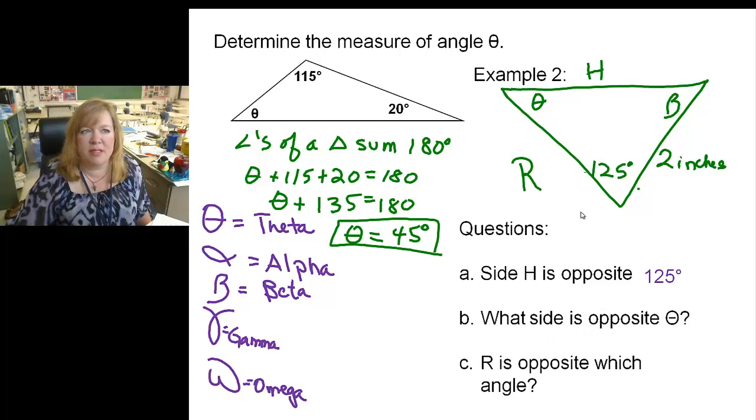What side is opposite theta? Here again, theta is formed by H and R. Those are called adjacent sides. So the opposite side is across here at the 2 inches. R is opposite which angle? Well, it's opposite this angle beta, because beta is formed by H and 2, and those are called adjacent sides to beta. But the side opposite beta is R, so beta is your answer for that one.